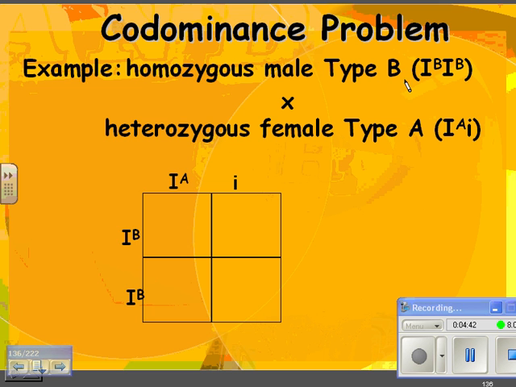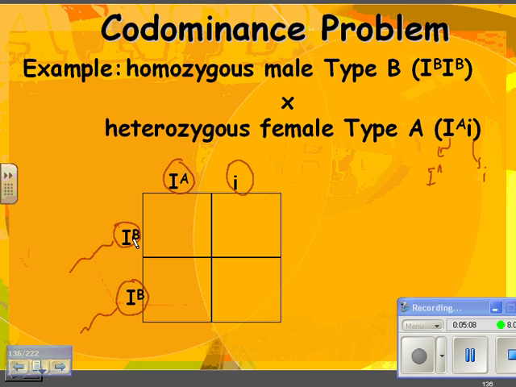So here's the guy. He makes just sperm that are type B. So really you don't need the two lines here, but anyway, it doesn't matter. You can put them in. So these are his sperm. The female makes two different types of gametes. She has the big A, the I big A, or the little I. So here's the dominant one, here's the recessive one. And so this is one of her eggs, and here's the other of her eggs.